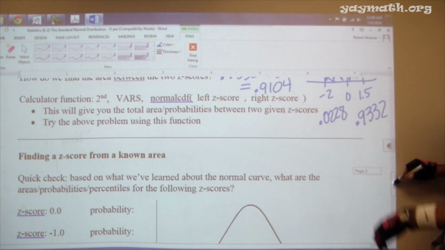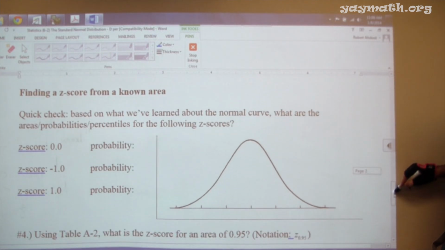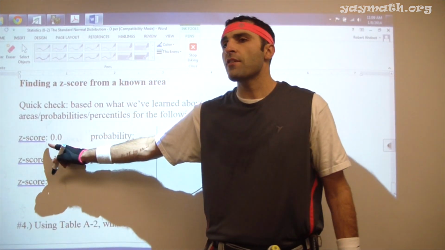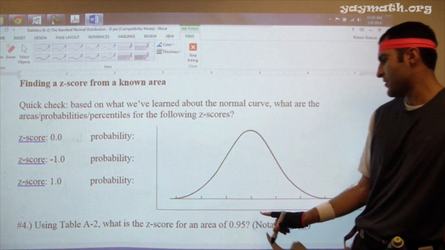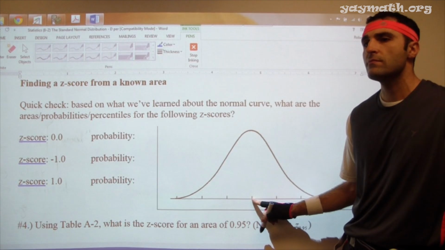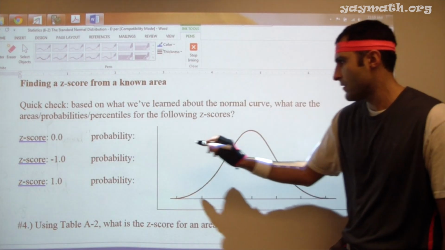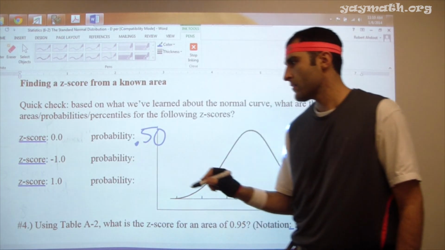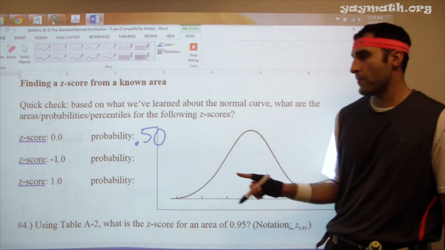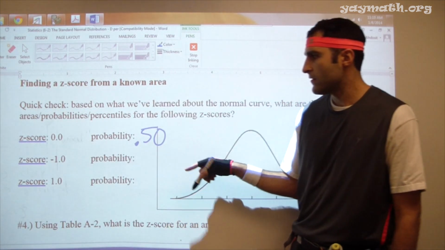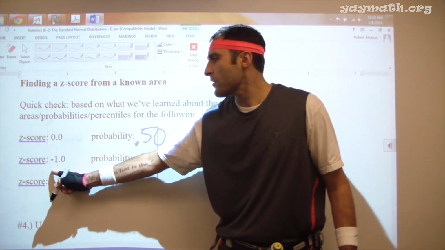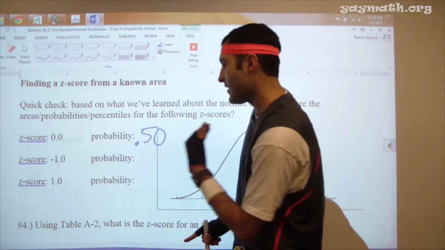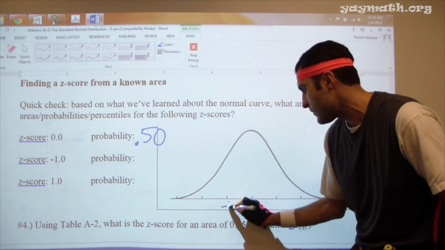Try the above problem we did. Finding a z-score from a known area. Okay. So, z-score of 0. What's the probability that you'll be to the left of 0? 50. Yeah. Okay. What's the probability or area to the left of -1?